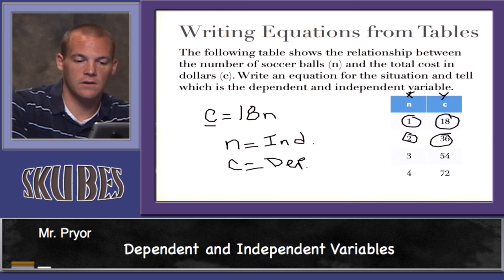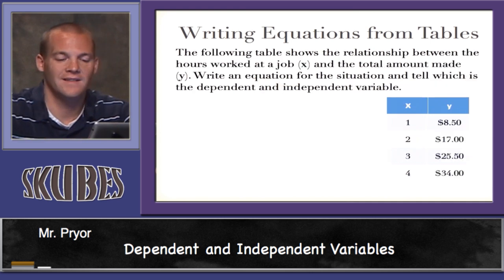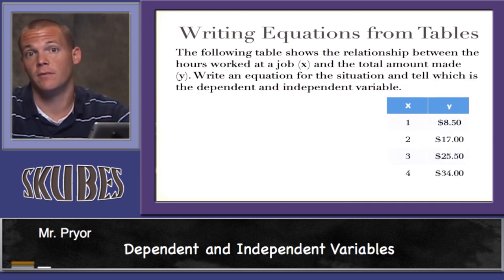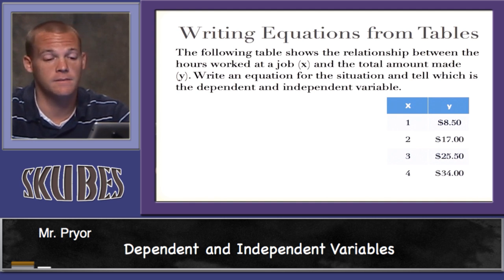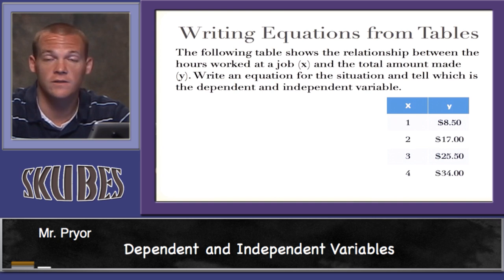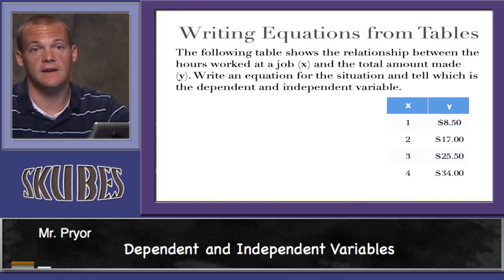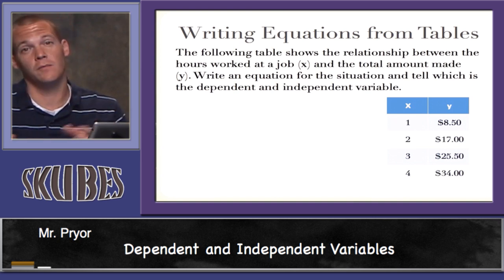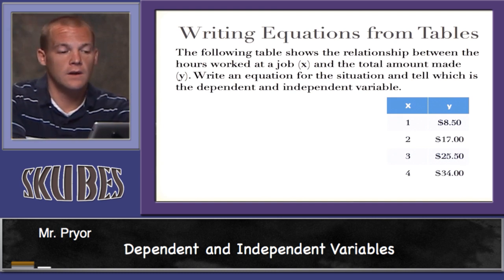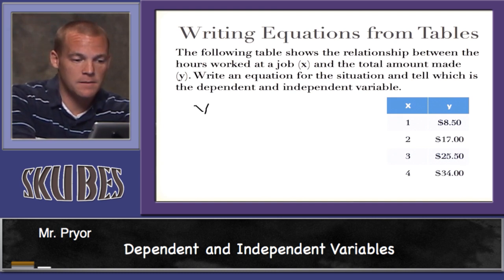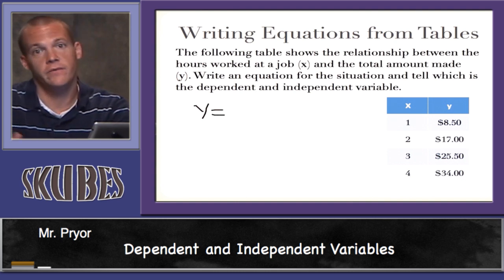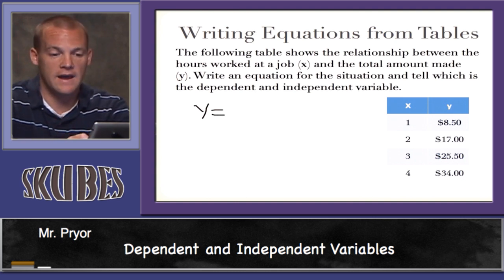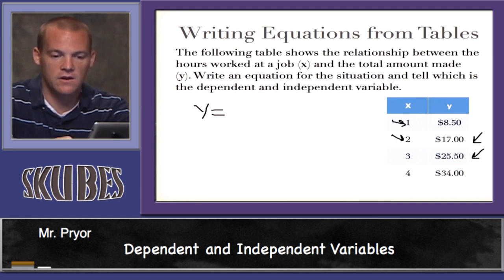Let's take a look at another one here. Same situation. This time they actually label them x and y, and that typically is going to make it easier. But you can see, in this case, you're talking about the number of hours worked at a job and the total amount made. So again, you're talking about a total amount, similar to total cost. The total amount is going to be dependent on the number of hours that you work, and that's going to be x in this case. So you can see as the number of hours go up, the total amount that you get paid goes up.